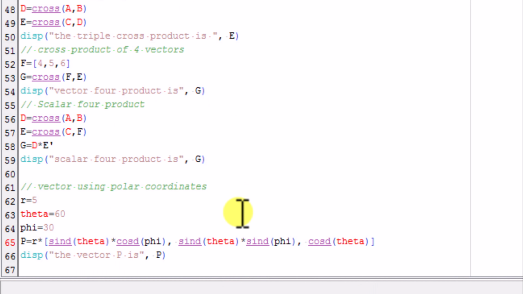So this is how we have calculated the various properties of vectors using Scilab, and there are many other properties which we can do with the help of Scilab. I have discussed only a few major properties which we need.